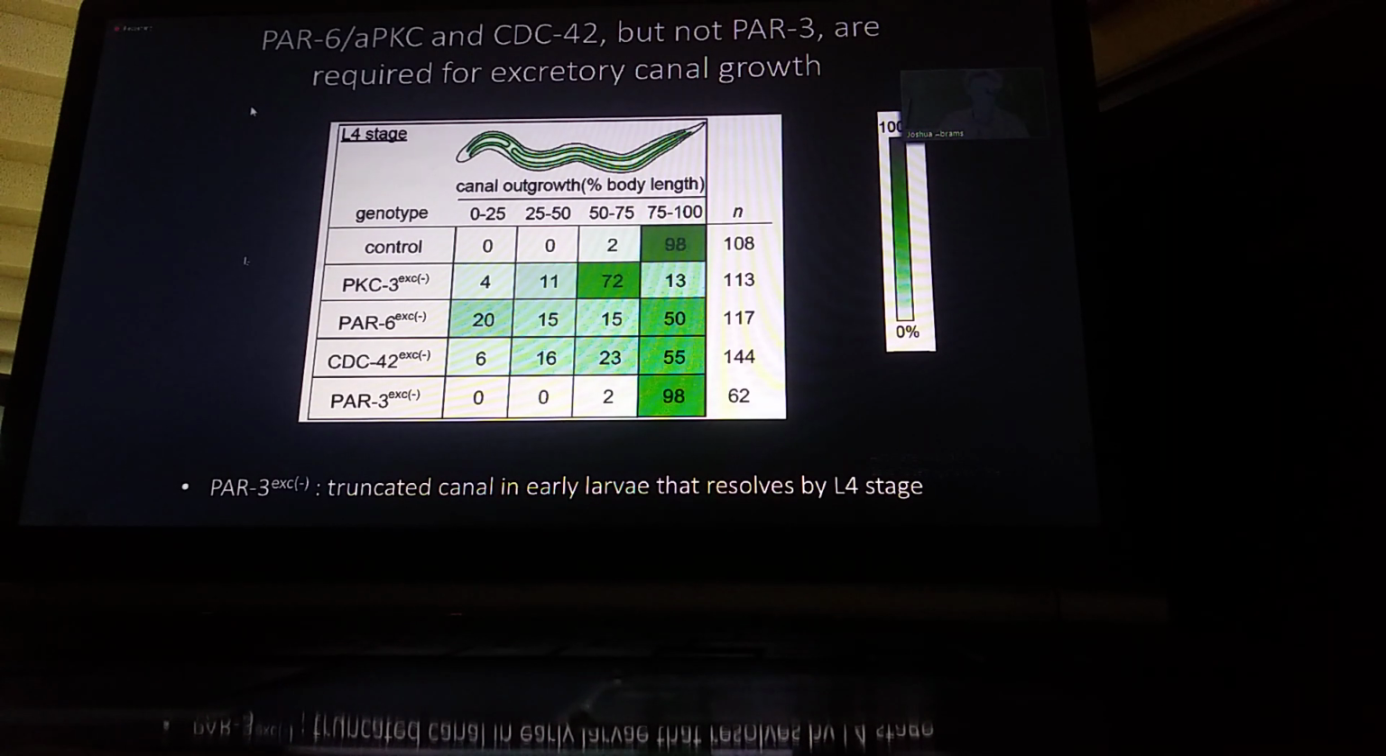So I should mention that if you look early at PAR3 depleted canals, there is actually a defect that appears to resolve over time. So we think, though we're still investigating it, that PAR3 might be acting earlier during polarization compared to the later maintenance phase.